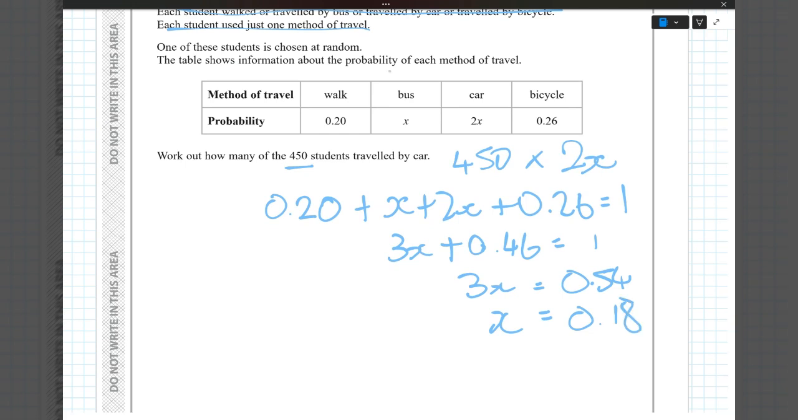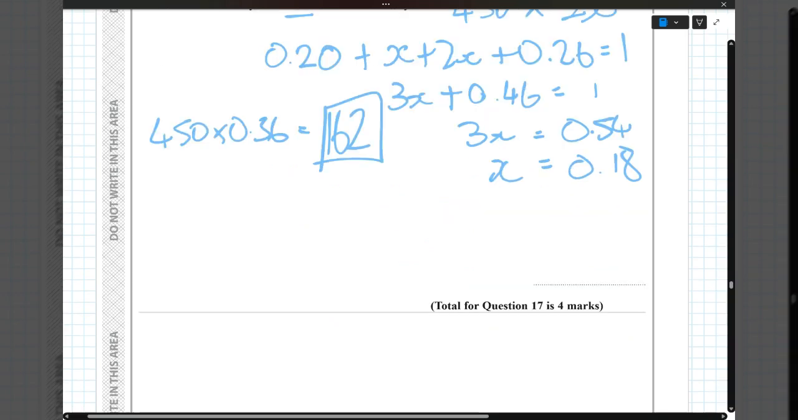That means the probability that they'll get a bus is 0.18, and the probability they'll get a car, if we double it, is 0.36. Okay, finally, 450 is going to be multiplied by 0.36. 450 times 0.36 gives us 162 as our final answer, and we pop that on the answer line.